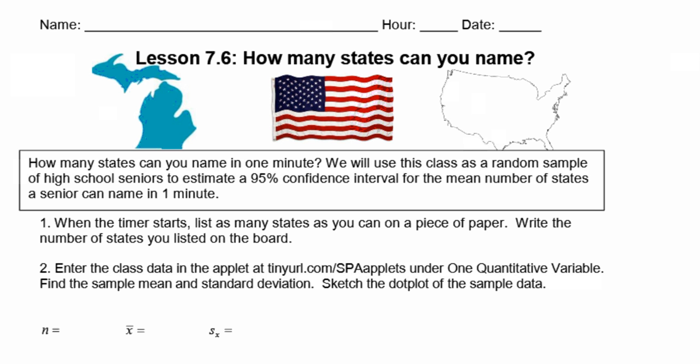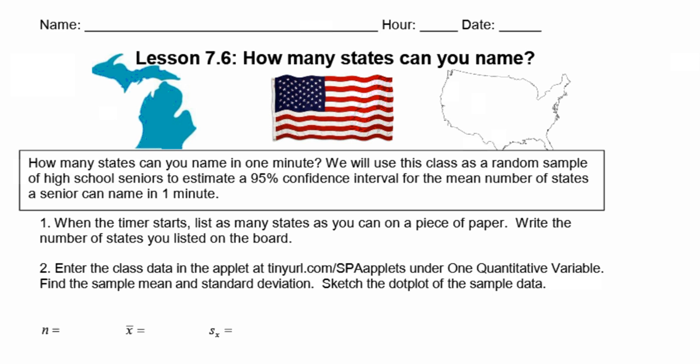So what kind of data are we looking at? Today we want to collect the following. How many states can you name in 1 minute? We're going to use this class as a random sample of high school seniors to estimate a 95% confidence interval for the mean number of states a senior can name in 1 minute.